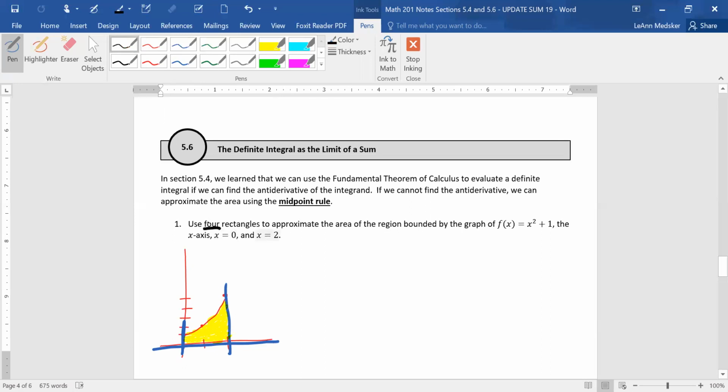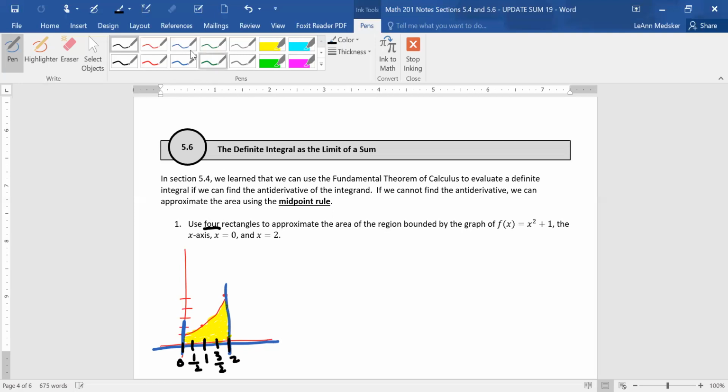So since this goes from 0 to 2 and I want 4 rectangles, I need to make sure that I split 0 to 2 up into 4 evenly spaced regions. So since you can just think of this as a distance of 2, because that's what 2 minus 0 is, and we're dividing it into 4 groups, 2/4 would be a half. So notice I'm going to mark 0, 1/2, 1, 3/2, because I'm counting by halves, and 2.